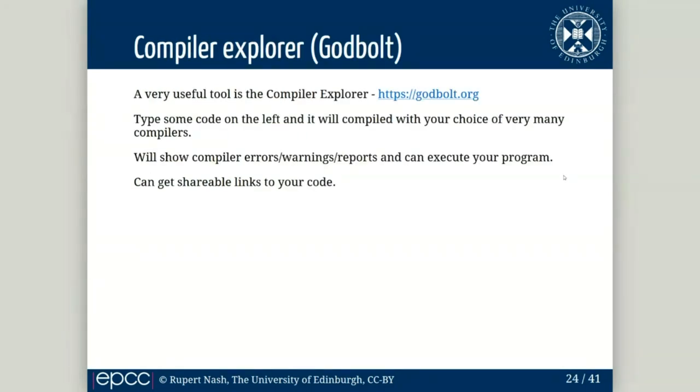Another very useful tool is the Compiler Explorer, which is available here at godbolt.org. It's actually named after the guy who wrote it. The great thing about the Compiler Explorer is that you can put some C++ code on the left and it will be compiled with a large number of compiler versions you can choose, and you will see the errors and warnings and reports. You'll also be able to see the generated binary code on the right-hand side. I use it because I'm doing quite a lot of work with RISC-V, so it's useful for me to see what's actually been generated on these new processors.